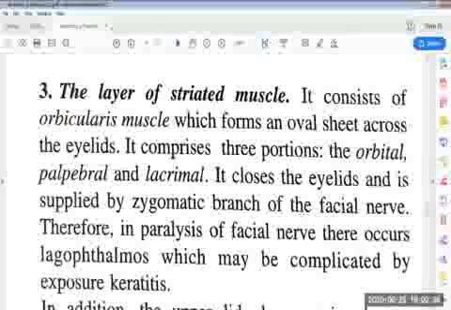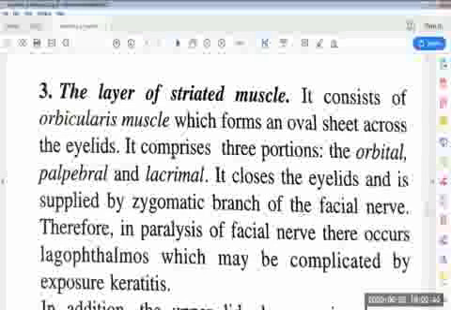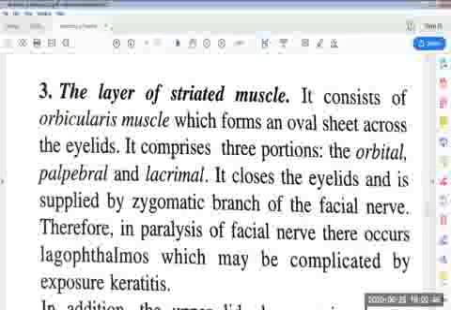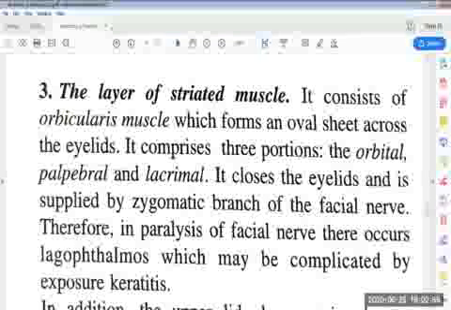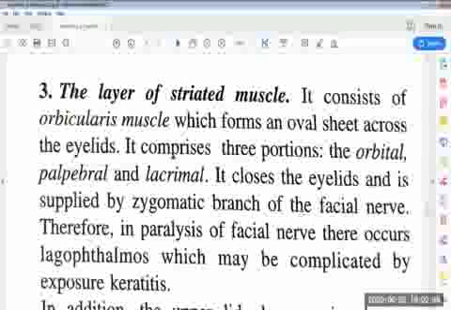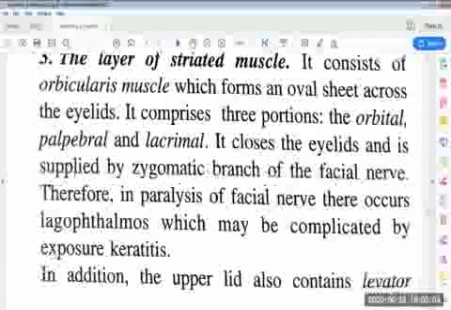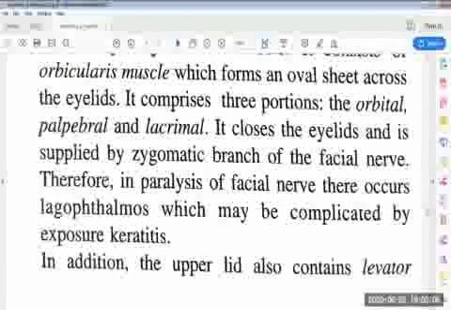What is lagophthalmos? It is the inability to close the eyelids. In the eyelid there is a striated muscle called the orbicularis oculi, which is supplied by the facial nerve branch. So in case of facial paralysis, the patient suffers from lagophthalmos. The patient is not able to close the eyelids, and due to exposure, there will be inflammation of the cornea.